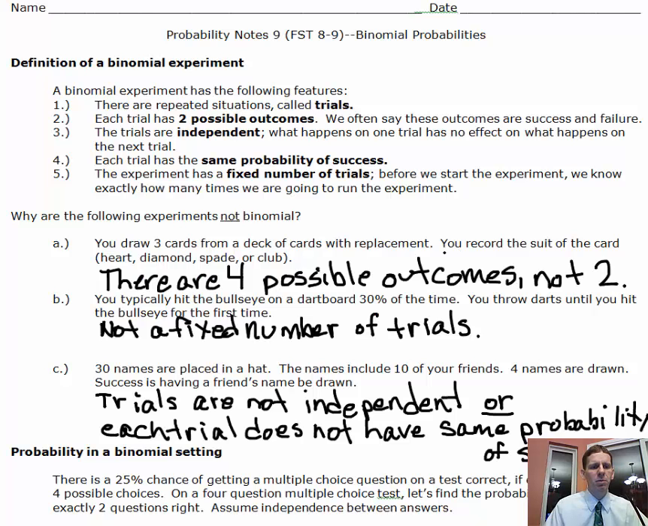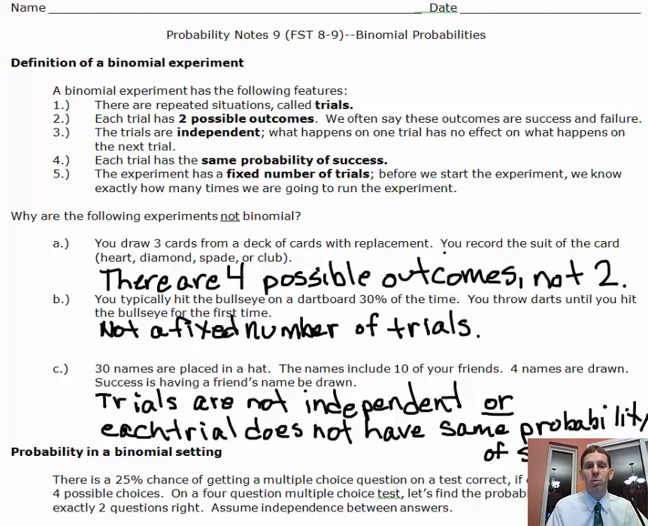In the first example, letter A, we draw three cards from a deck of cards with replacement. When we record the suit of the card, there are four possible outcomes, not two. In a binomial experiment, there are two possible outcomes. Usually we call it success or failure. Now, if you recorded the suit of the card and it was either red or black, that would be binomial. In this case, it's not because there's four possible outcomes.